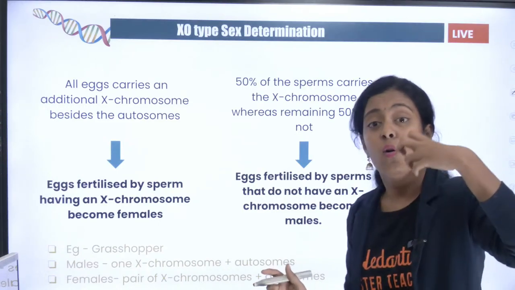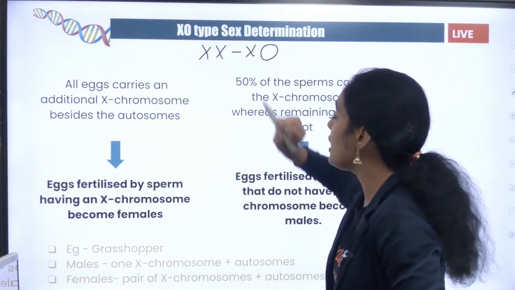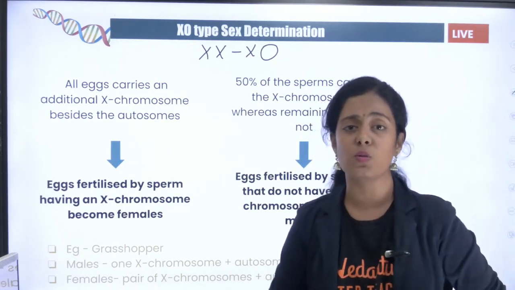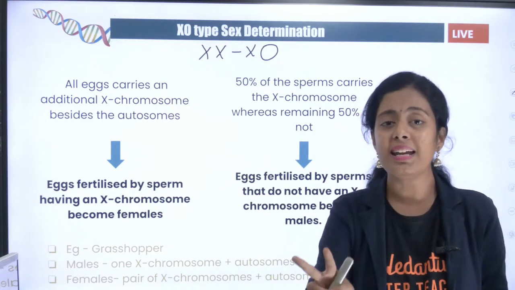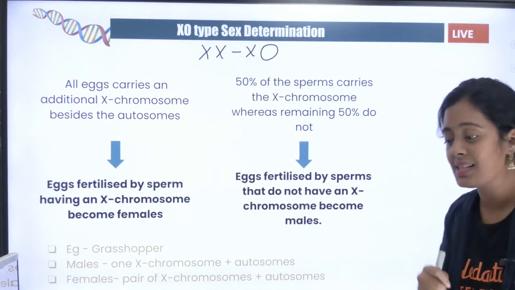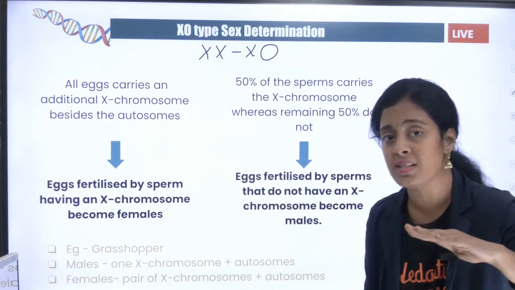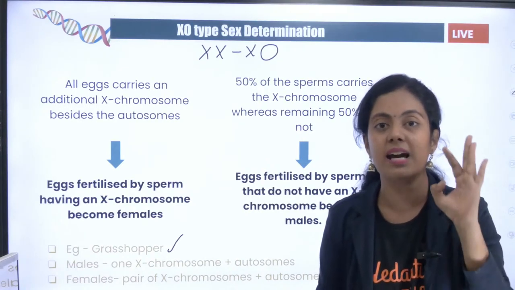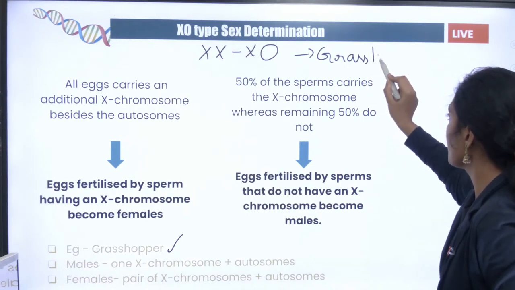Now we have one more type of sex determination. That is XX-X0 type. What is that? The males have only one X chromosome. Very simple. If they have only one X chromosome, they are male. If they have two X chromosomes, they are female. That is XX-X0 type of sex determination. Can anyone tell me where XX-X0 type of sex determination is seen? It is seen in grasshopper. This has been asked many times in NEET. So the example is grasshopper.